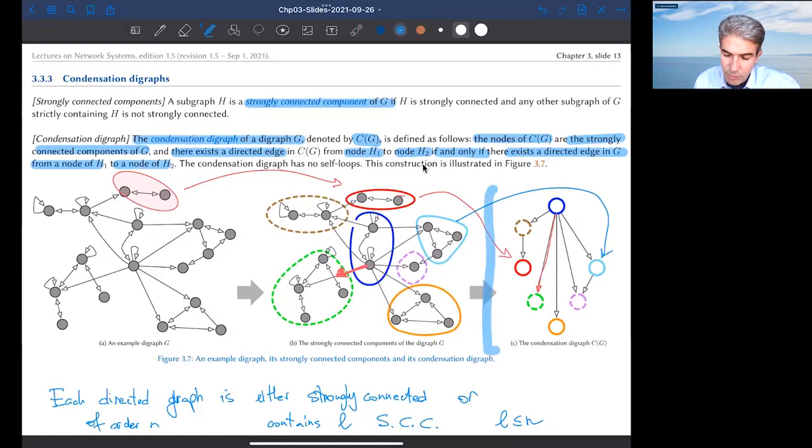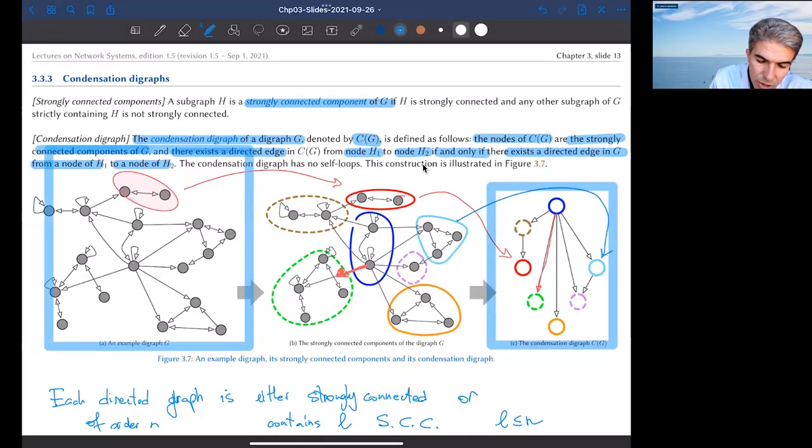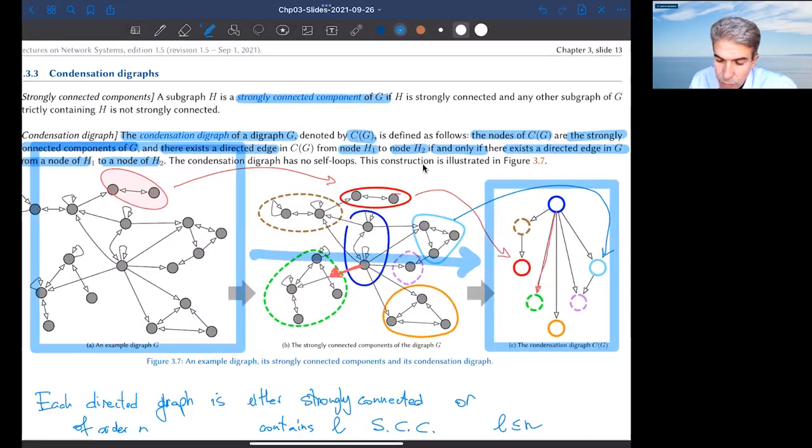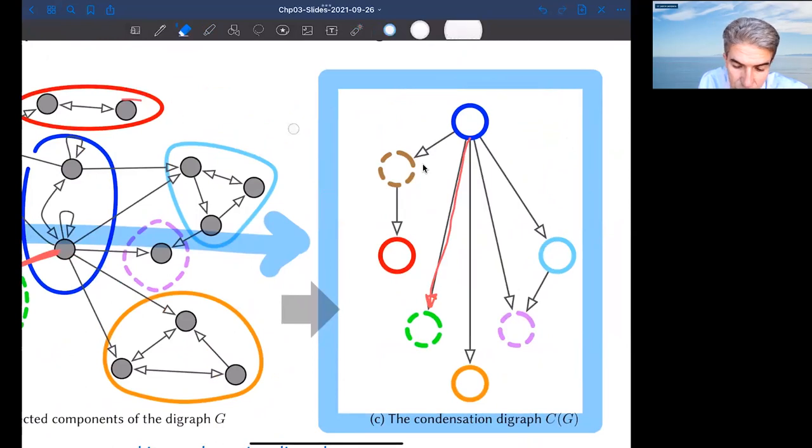So this is now explained, this picture here. How do you go from the left original digraph all the way to this condensation? Now, as you look at the condensation, you immediately see something obvious. There can be no directed cycles in the condensation.